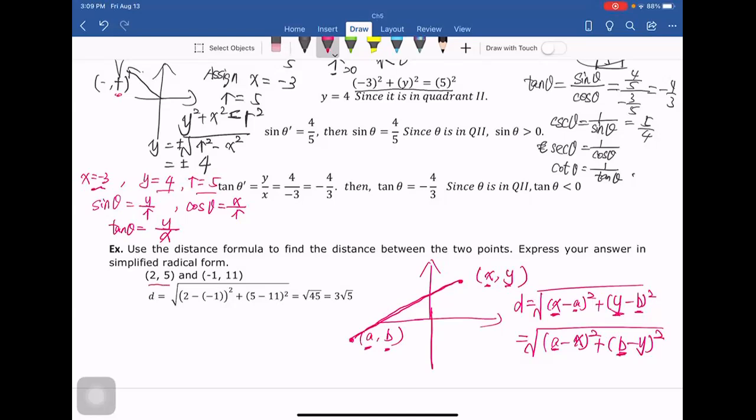In the example, find the distance between these two points. So d equals the square root of (2 minus -1) squared plus (5 minus 11) squared, and we have this.